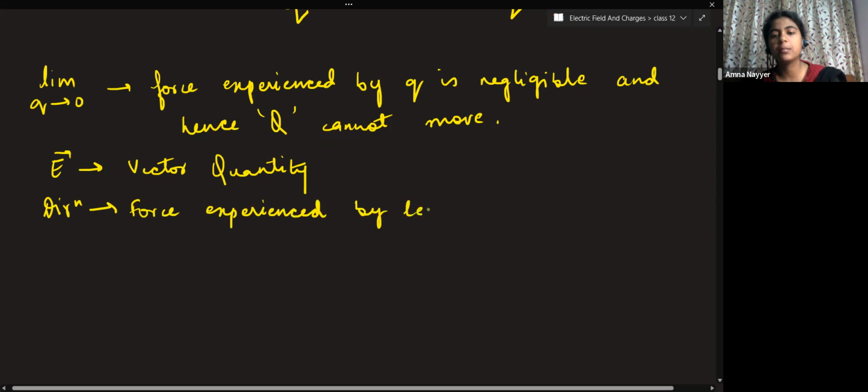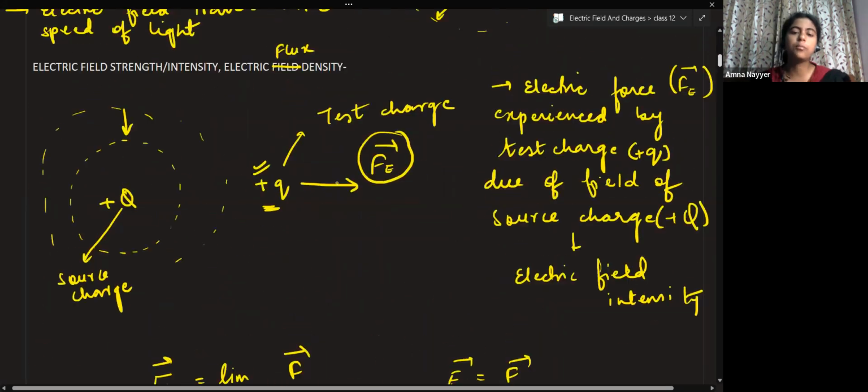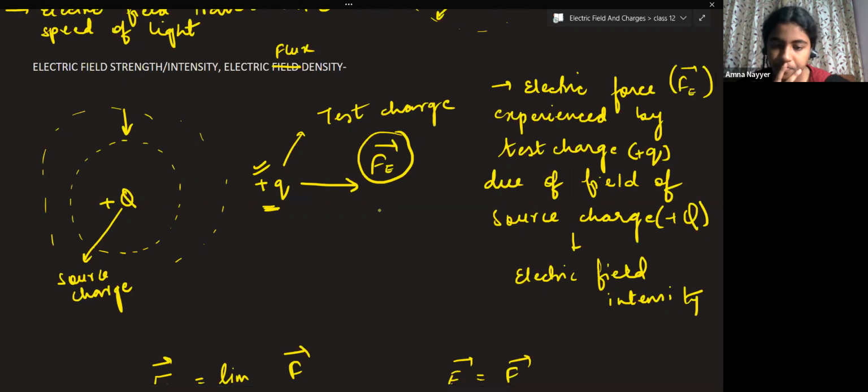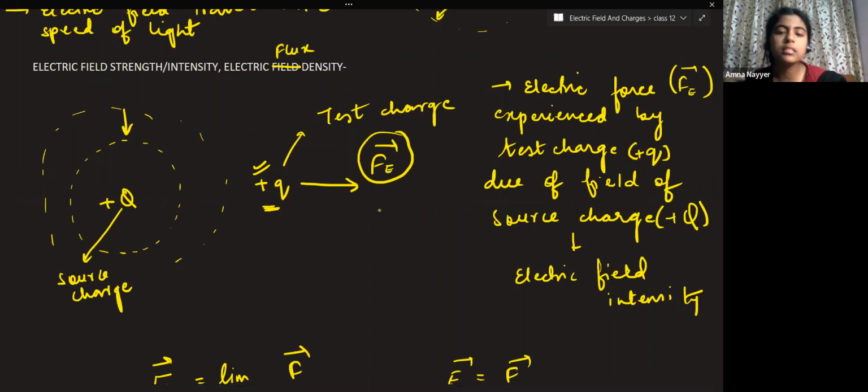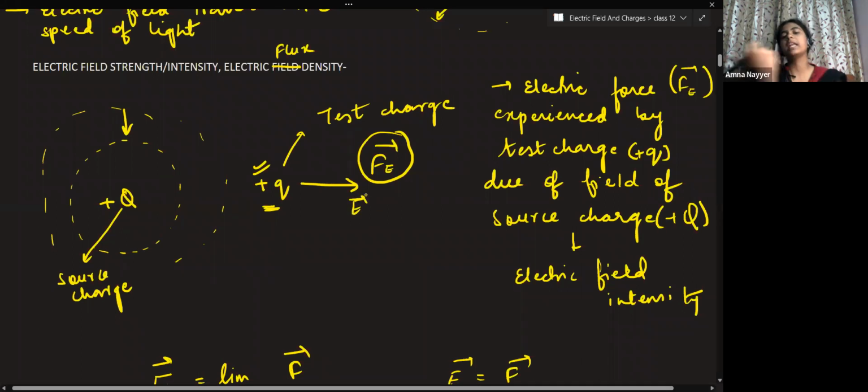Force experienced by the test charge. So if I say this was a positive charge and the direction of electric force is towards my right, what is the direction of electric field? The direction of electric field is the same as that of the force experienced by the test charge. So if the direction of force is right, exactly the electric field will also be towards the right. This will be the direction of electric field, similar to the direction of electric force.